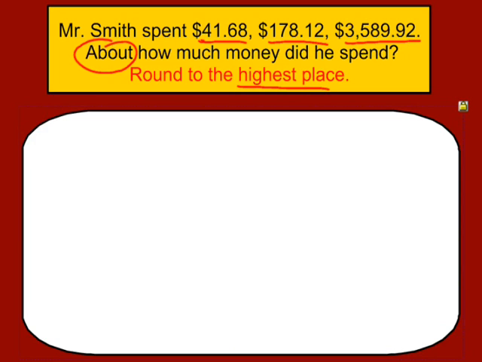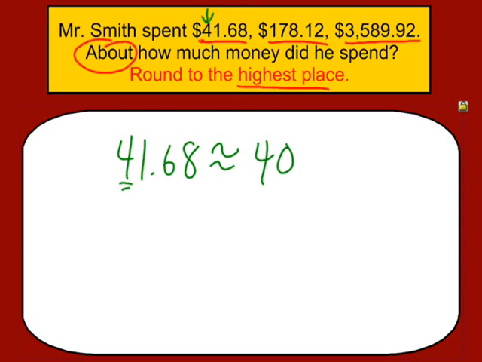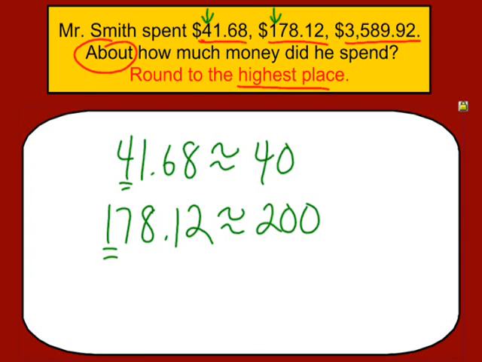Now here's what I mean by that. The highest place in this number is in the tens. So if you were rounding $41.68 to the nearest 10, that would be 40. This number, the highest place, is in the hundreds. If I asked you to round $178.12 to the nearest 100, that would be 200. And if I asked you to round $3,589.92 to the highest place, that would be in the thousands. That would actually round to 4,000.